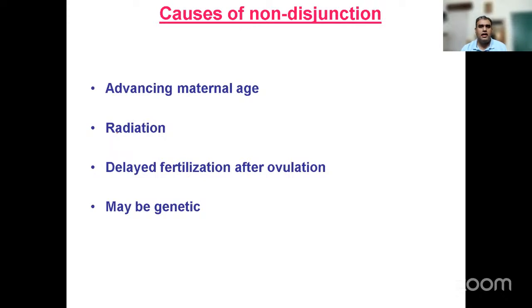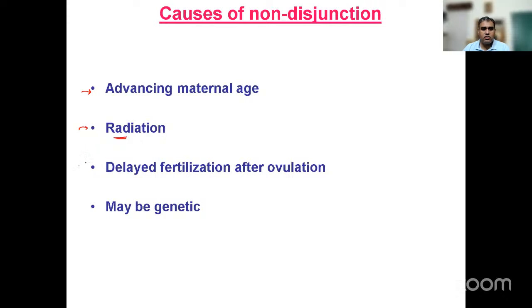So what are the causes of non-disjunction? Advancing maternal age, normally after 35 to 40 years, is one of the most prominent causes. Radiation during pregnancy is another. That is why, when a clinician writes an investigation like an X-ray or CT scan for a normal fertile female in the age group of 15 to 40 or 45, she is asked whether she is pregnant or not, because radiation is one of the most important causes. Even the radiologist or technician will ask, and it is advised for a pregnant female only if it is very important, else it is avoided.